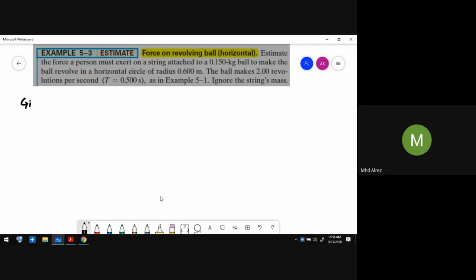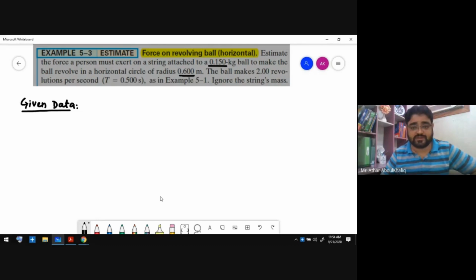Force on a revolving ball, horizontal. Estimate the force a person must exert on a string attached to a 0.150 kilogram ball to make the ball revolve in a horizontal circle of radius 0.600 meters. Can you tell me the data meanwhile?